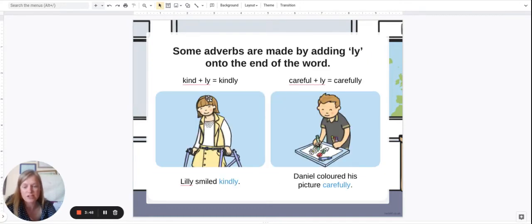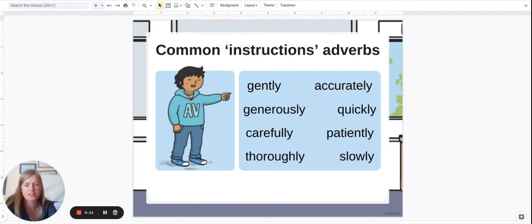So in year 2, and for today in particular, we're focusing on the kind of adverbs that are made by adding the suffix ly onto the end of the word. So kindly, Lily smiled kindly, or carefully, Daniel colored his picture carefully. So when we are using adverbs for instructions or to go alongside our imperative verbs, we are mostly using adverbs that have the ly suffix at the end of them.